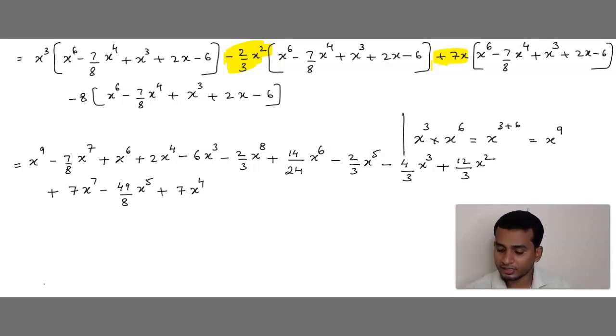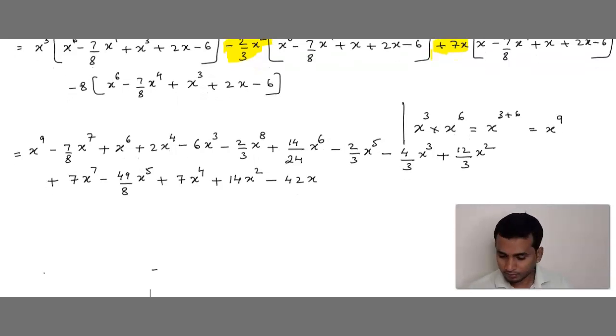Next, plus into plus is plus. 7x into x we have done, right? Yes, 7x power 7 and 49 we have done. Again 7x into x power 3 is 7x power 4. Plus into plus is plus. 7 2s are 14. x into x is x square. Done. Plus into minus is minus. 7 6s are 42x. Are you getting it, children?